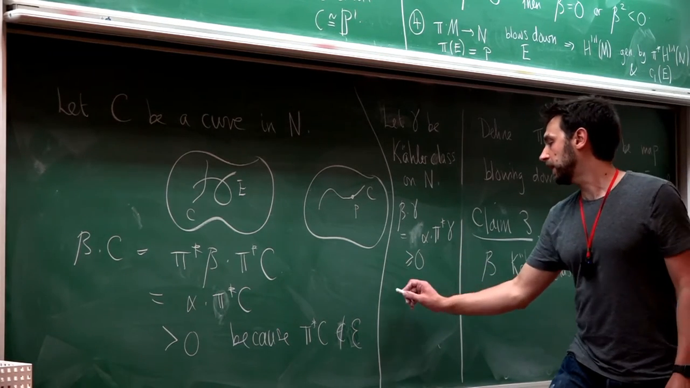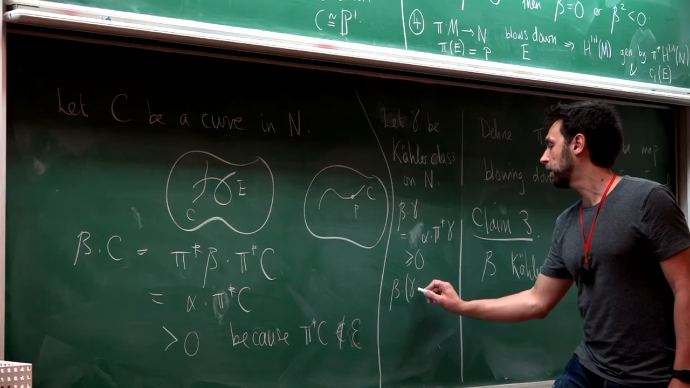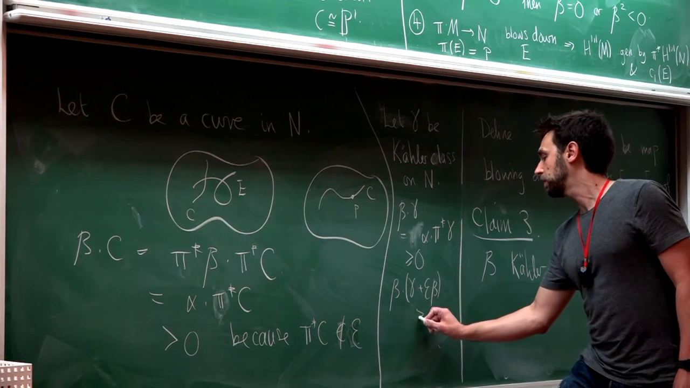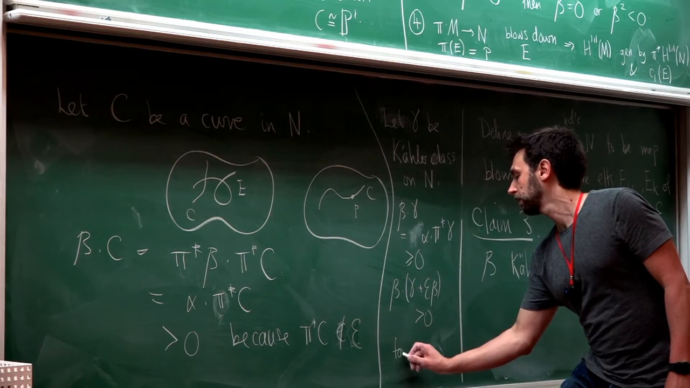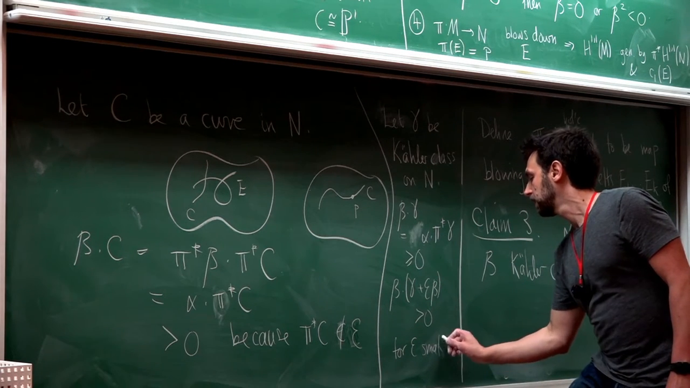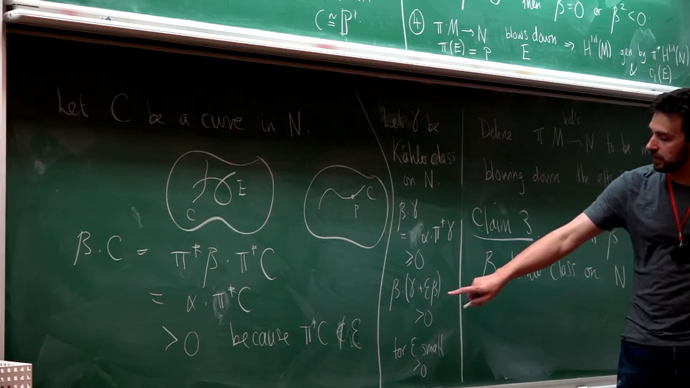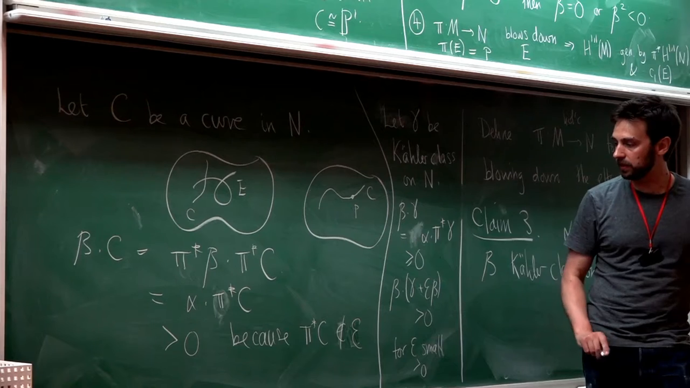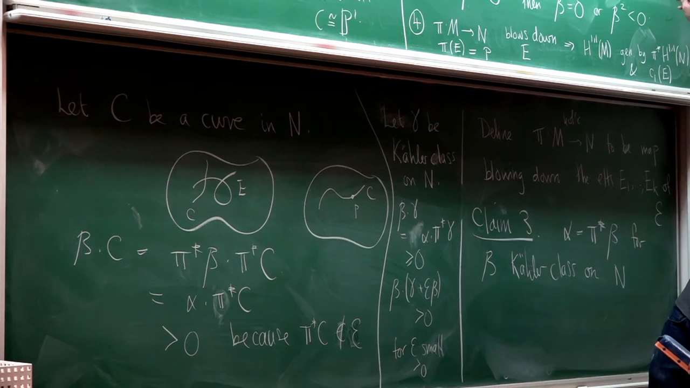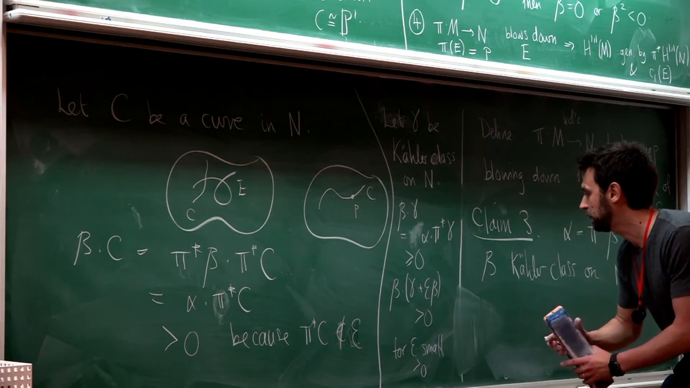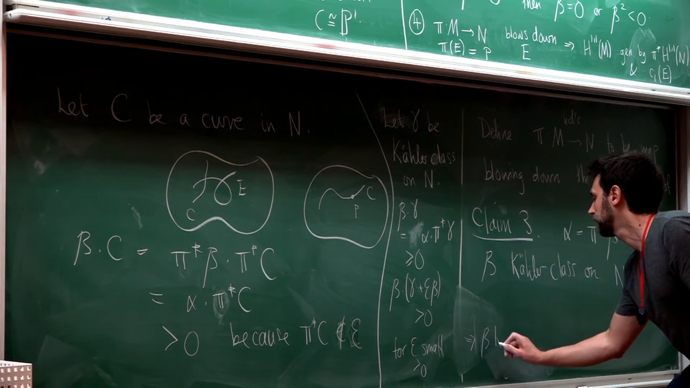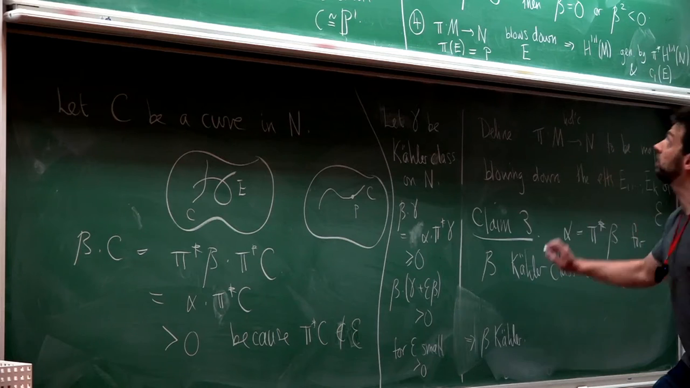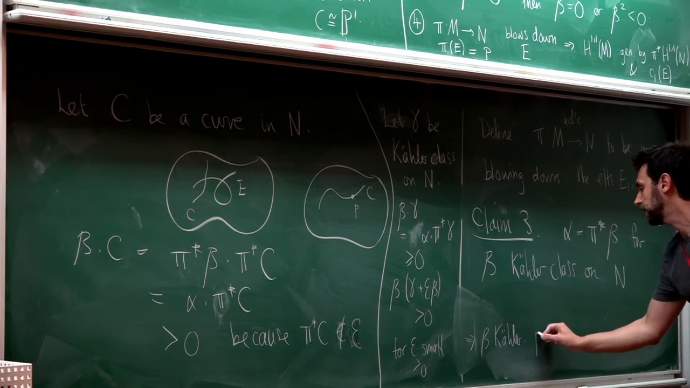But this is always non-negative. Then you look at beta dot, and you take gamma plus epsilon beta, and this is positive for epsilon small. As long as epsilon is small enough, gamma plus epsilon beta is also a Kähler class, because being Kähler is an open condition, and therefore you satisfied the final condition. And so that proves that beta is Kähler. So I just checked all of the three conditions of number two. Okay, so that proves claim three.